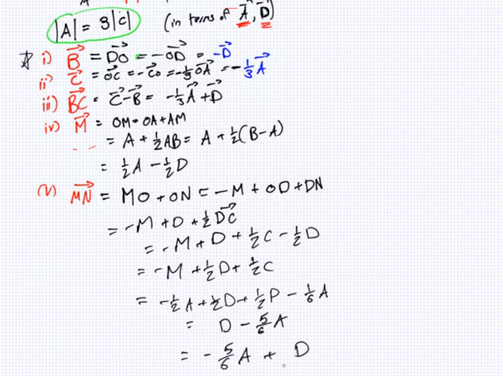Did you get that? That step before the last, it's like, no. I got minus 1 over 3a plus d. Yeah, this step. Half D plus a half D is D. Minus a half A minus a sixth A. No, no, minus 5/6.